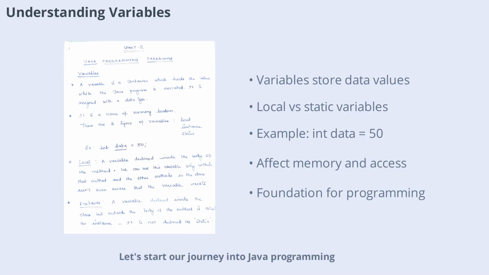Let's start our journey into Java programming by exploring one of its most fundamental concepts, variables. In Java, a variable acts as a container that holds data values during the execution of a program. Think of it as a labeled box in your computer's memory where you can store information like numbers or text. Variables can be local, meaning they're only accessible within a specific method, or they can be static, which means they belong to the class itself and are shared across all instances.